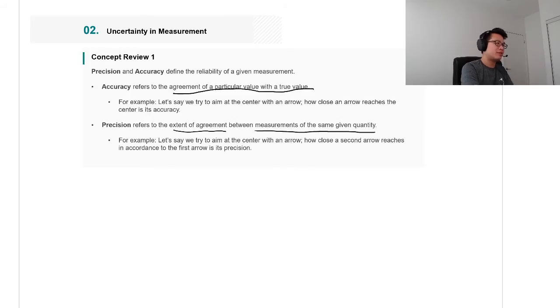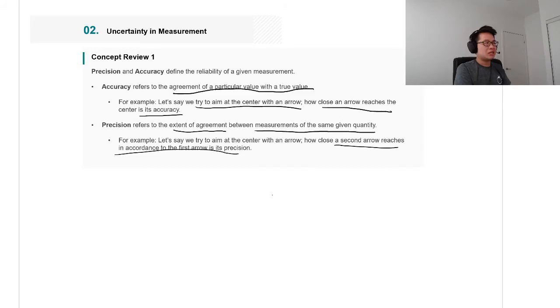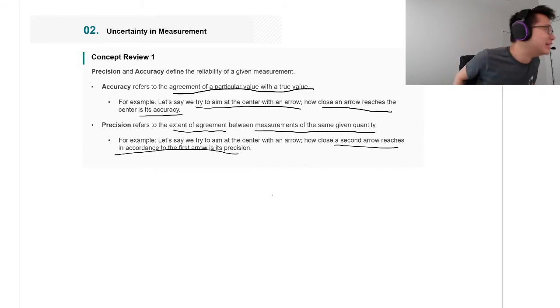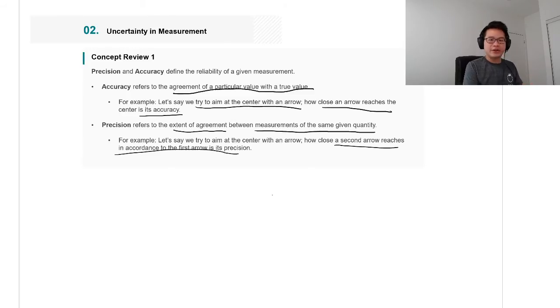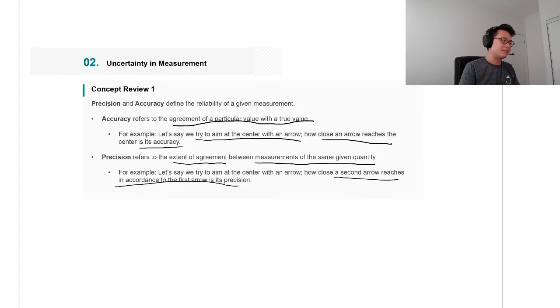For example, let me try to aim at the center with the arrow, and how close the arrow reaches to the center is the accuracy. For precision, we aim at the center, and how close the second arrow is to the first arrow is the precision. It kind of makes sense, but it's just a little bit confusing, because you can see, using an arrow and a target. So again, we can use archery as an example. I hope some of you may have tried archery before, and you should be able to see that.